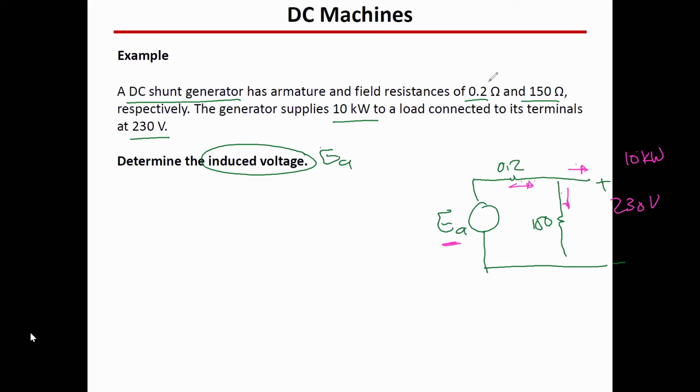So first thing, we can find what is IF. IF in this case will be the voltage, which is 230, divided by 150. So we find this. Can we find this? Yes, we have the power and we have the voltage. So we have the power 10 kilowatt. We have also the voltage 230. Can we find this?